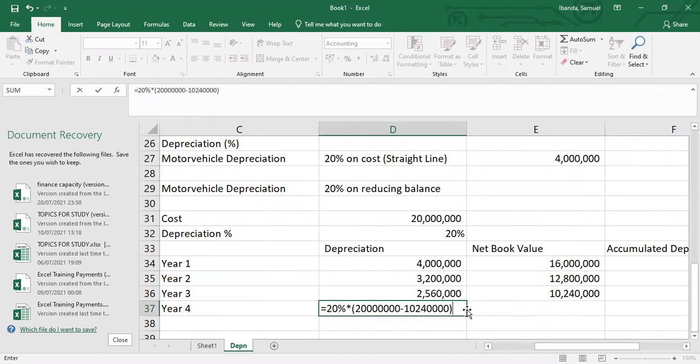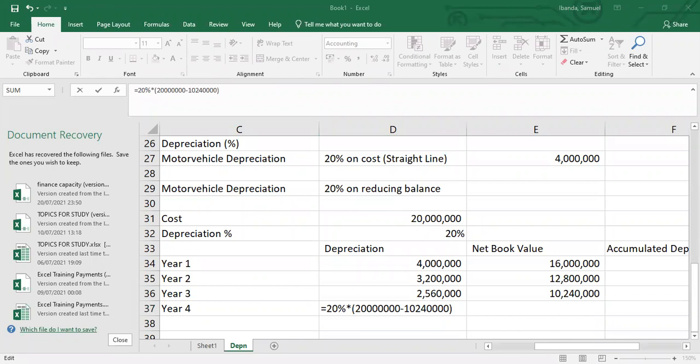So the principle is, for the reducing balance method, we get our cost, and less accumulated depreciation for the previous year, at the start of the year or at the end of last year. And that should be able to give us the net book value. This that we are calculating is the net book value. You get it?